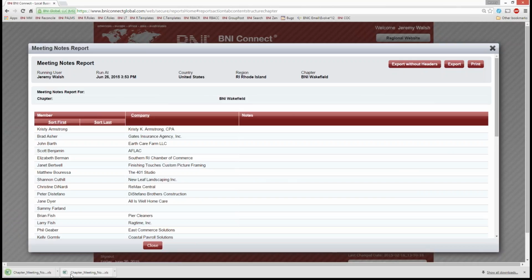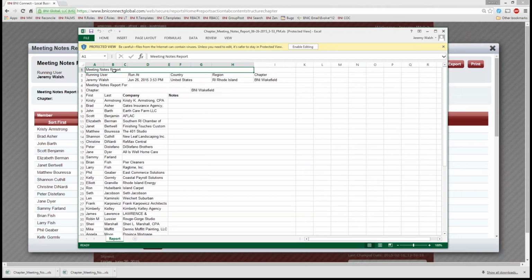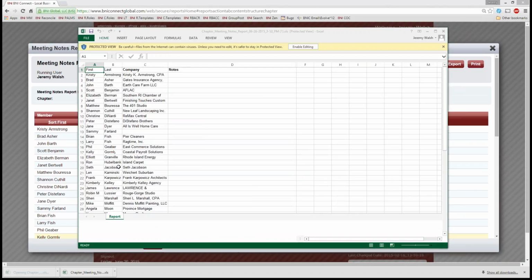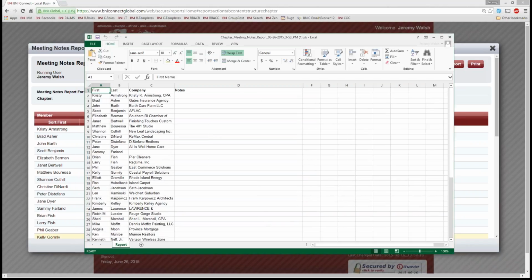So just to show you what that difference looks like, here's what the export looks like. You can see up here at the top, it has all of the who ran the report and when it was run and things like that. And when I export it without headers, you can see now it just has the 4 columns that I need instead of all that merge stuff.